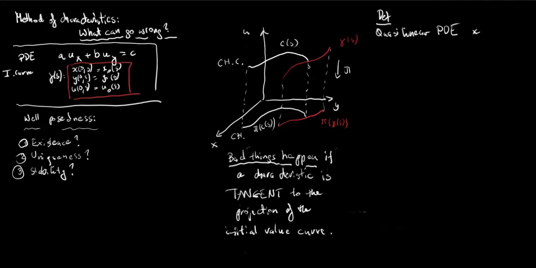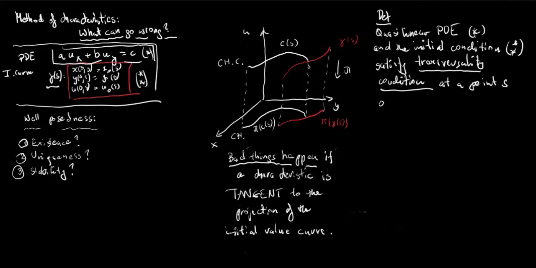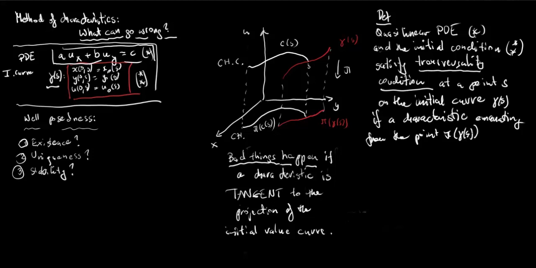A quasi-linear PDE (star) and the initial condition (double star) represented by the initial value curve gamma of s satisfy the transversality condition at the point s on the initial curve gamma of s if the characteristic emanating from the point pi of gamma of s intersects pi of gamma of s non-tangentially.